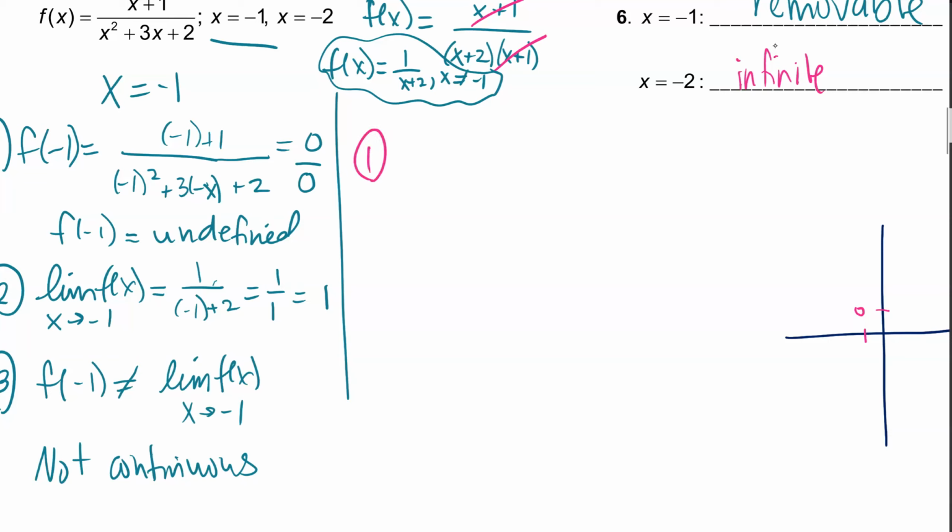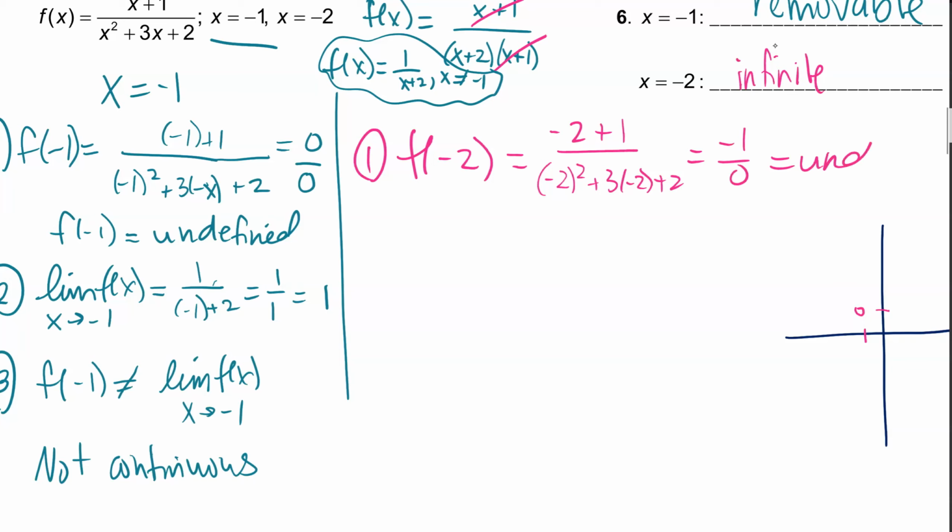Let's go through this. My function value at -2, I'll get to in a moment. I plug it into the actual function. We started at the beginning: -2 squared plus 3 times -2 plus 2. I get a number. I get like -1 over 0, so that's undefined. But notice it's a little different than the 0 over 0.